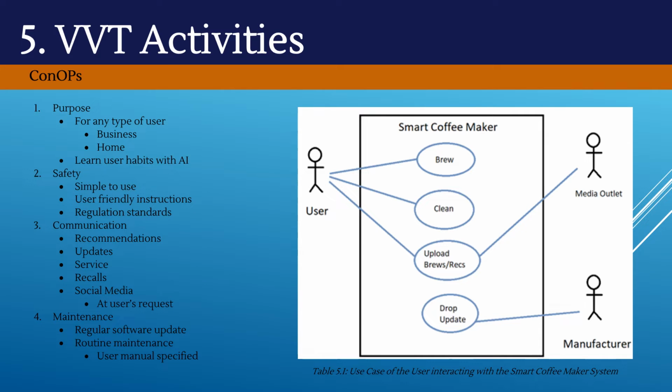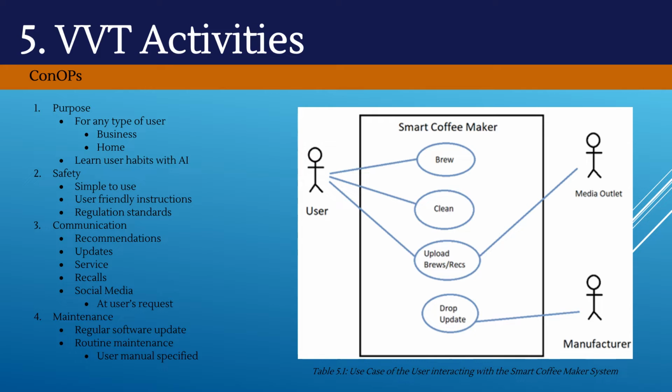Hello, this is Bosco, and I will be presenting the ConOps, or the Concept of Operations document that we've created for the Smart Coffee Maker system. This document we created describes the characteristics of the Smart Coffee Maker system from the viewpoint of a user. There are a couple of elements that we propose in this document: the purpose, the safety, communication, and maintenance of the system.